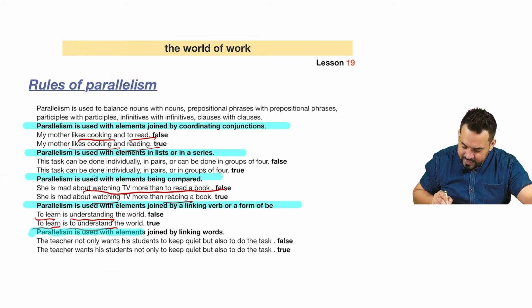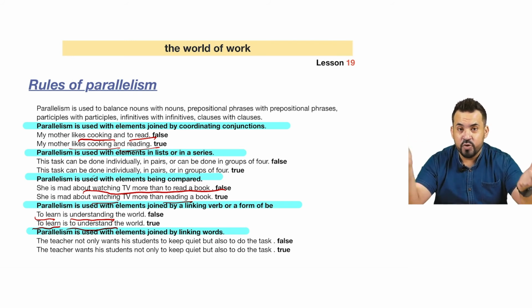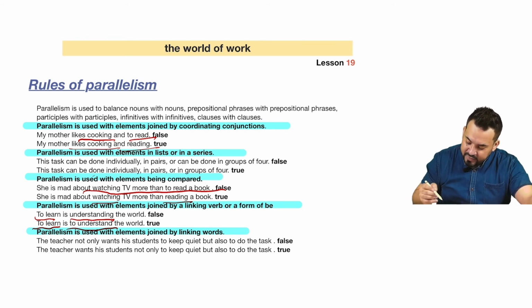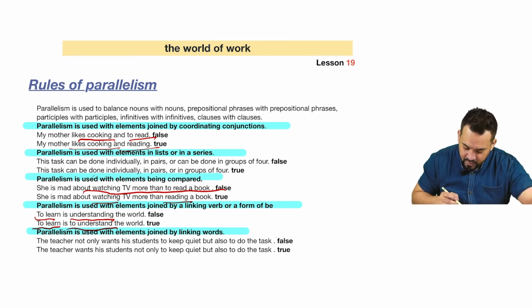Parallelism is used with elements joined by linking words. So just like the previous example, we use a linking verb. Here we'll use a linking word. The teacher not only wants his students to keep quiet, but also to do the task. Okay? What is the mistake here? The teacher not only wants his students to keep quiet, but also to do the task.